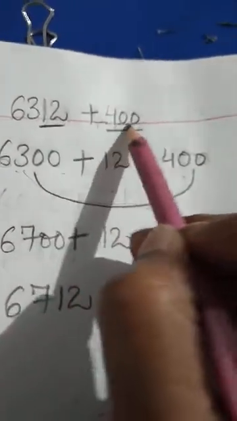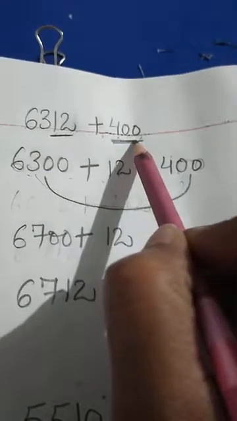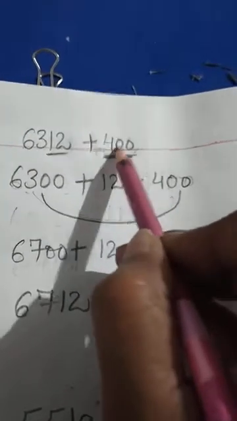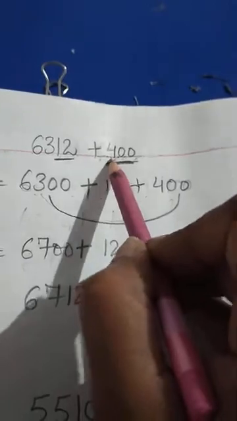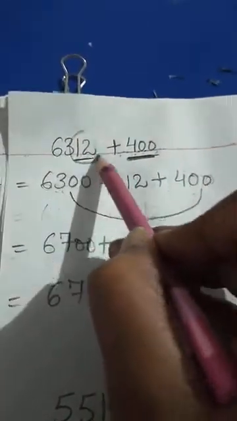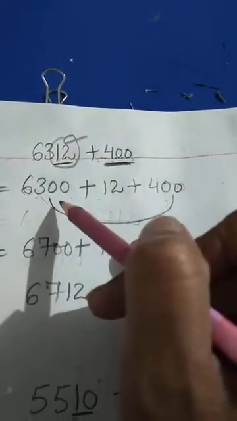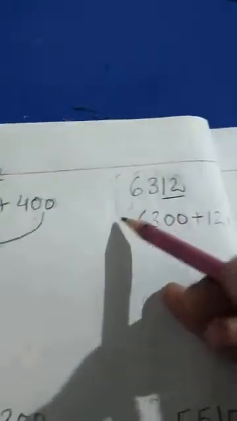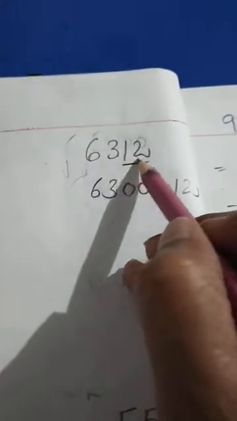6312 plus 400. Now here the number that you have to add is of 3 digits. If the number to be added is of 3 digits, then 2 digits we will make zeros. See how? 6312.